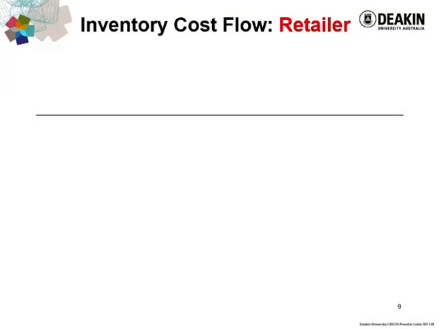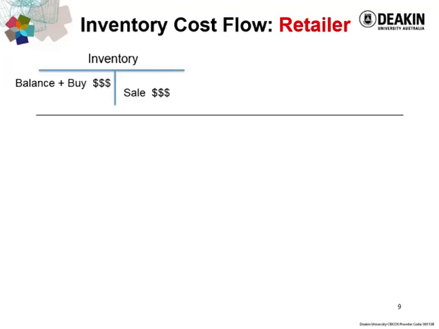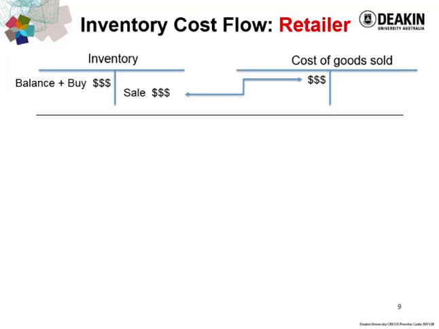So this slide contrasts the inventory cost flow for retailer versus manufacturer. In regards to retailer, we have opening balance at the debit side of inventory. When we purchase, we will debit inventory to increase its balance. When we sell, we reduce inventory with a credit entry, and this will flow to the debit side of cost of goods sold. In this unit, we focus on retailer.